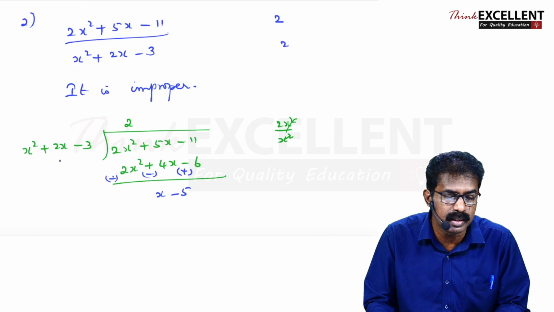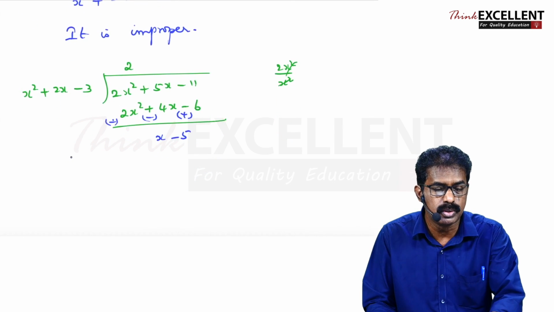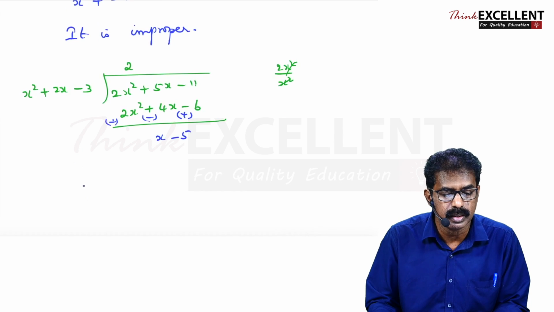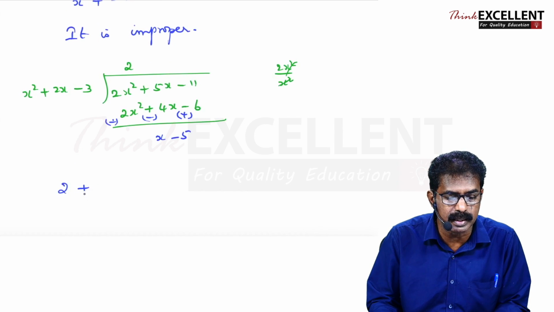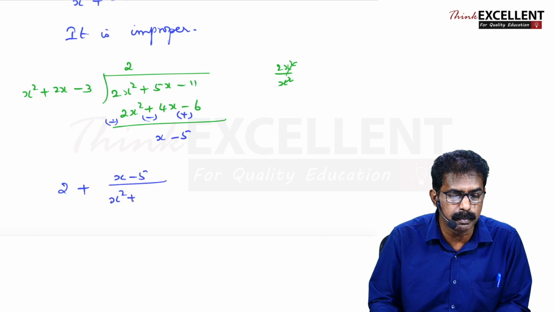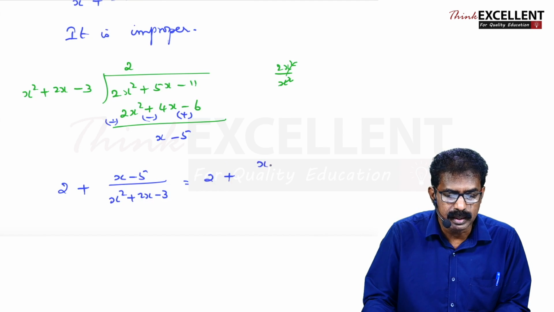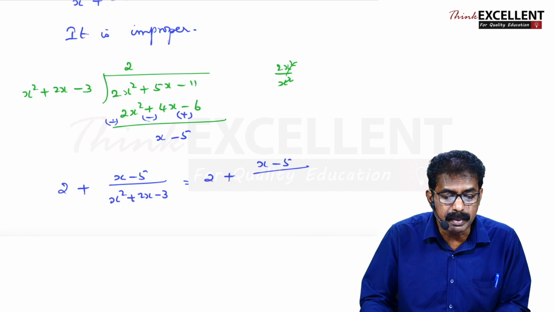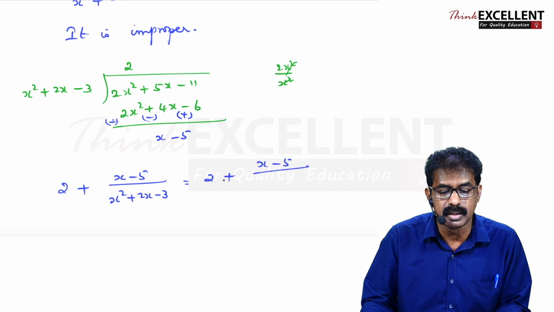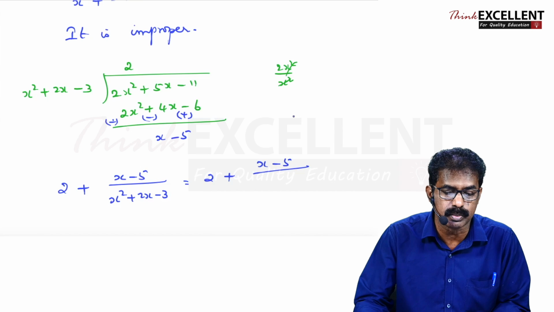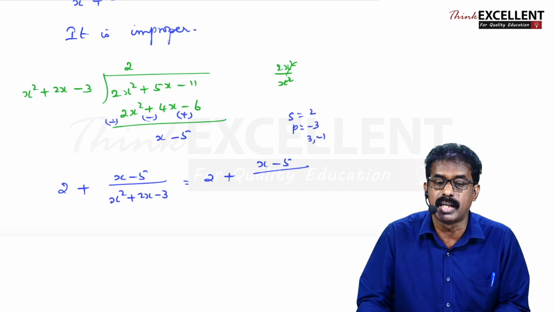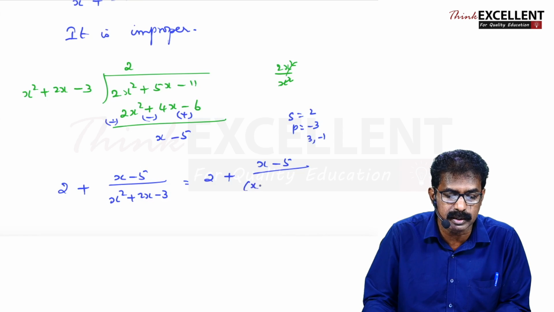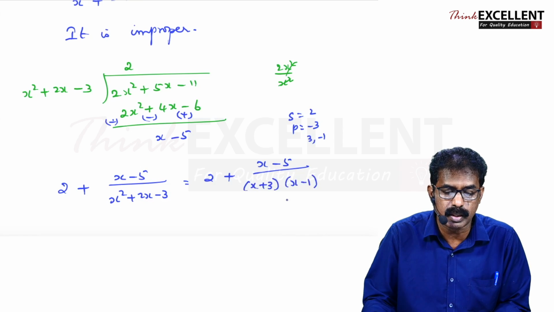Now here the degree is 1, here the degree is 2, so you cannot divide further. So the quotient is 2 plus, remainder is x minus 5 by x square plus 2x minus 3. Can you factorize it? Sum is 2, product is minus 3. It is 3 and minus 1, right? So coefficient is 1. So straight away write x plus 3 into x minus 1.